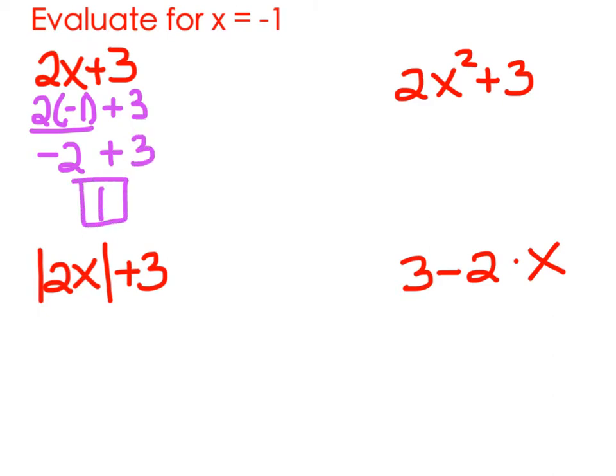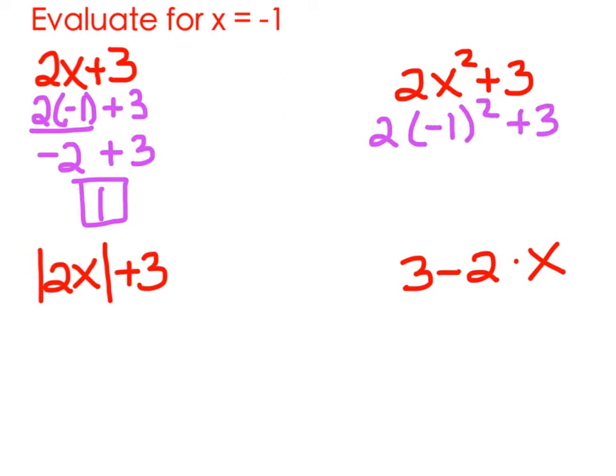I always box or circle my answers, and I want you to do that as well, so that whoever's grading it or looking at it can find the answer. Alright, the next one we have is 2x squared plus 3. So we've got 2, and then in place of x I want (negative 1) squared plus 3.